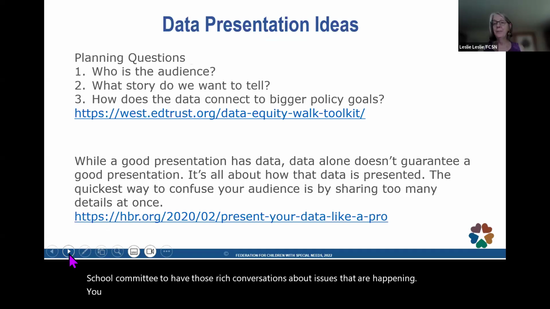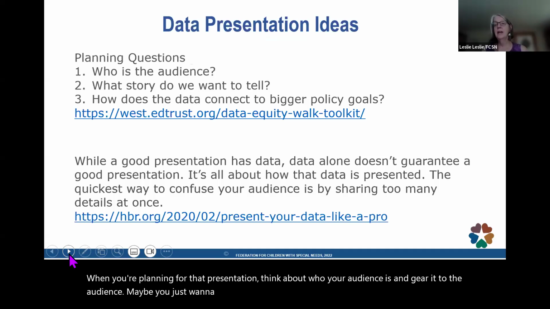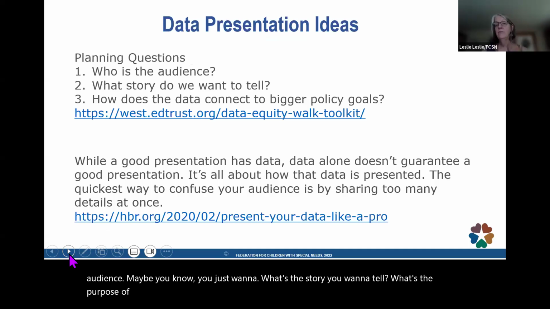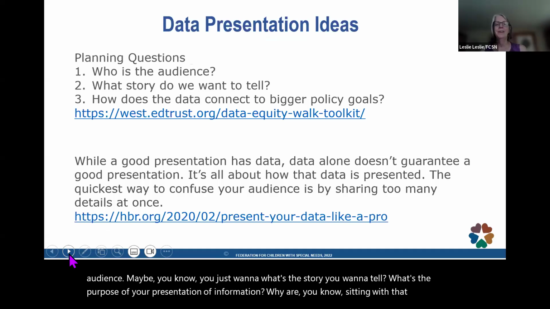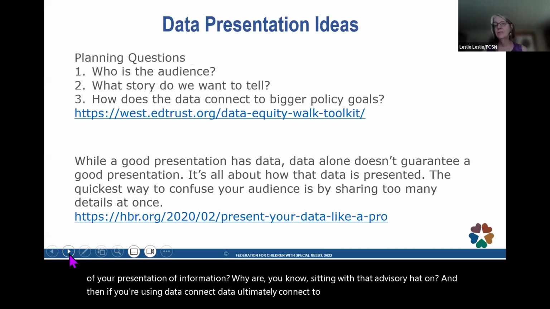When you're planning for that presentation, think about who your audience is and gear it toward the audience. Maybe you just want to, what's the story you want to tell? What's the purpose of your presentation of information? Why are you sitting with that advisory hat on? And then if you're using data, can that data ultimately connect to the bigger goals of the district?